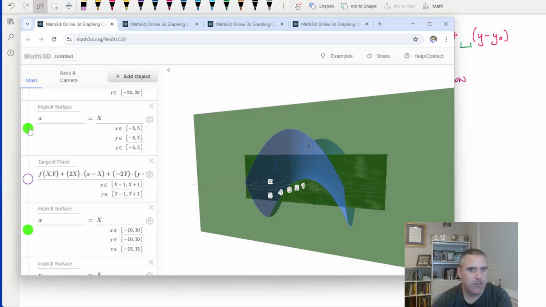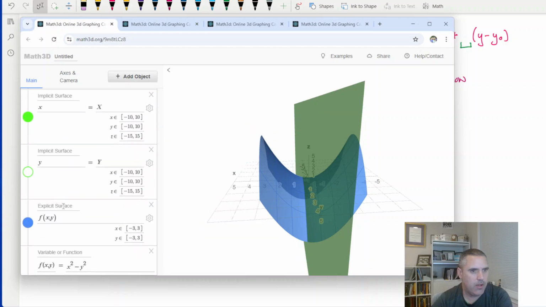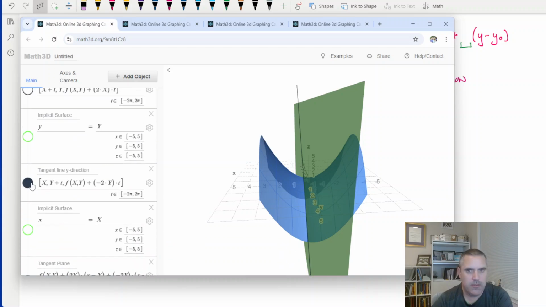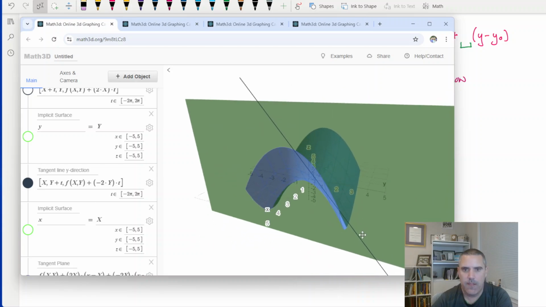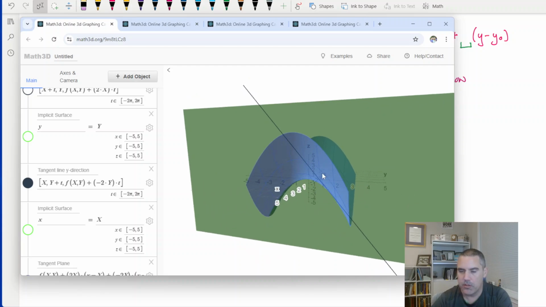I need to make it bigger. There we go. Let's find the slope in that direction. So I'm going to draw the line in this direction. There it is. Let's orient it so we have positive y is to the right. And so you should see that that has a negative slope, because if you take a step in the y direction, you go downhill.